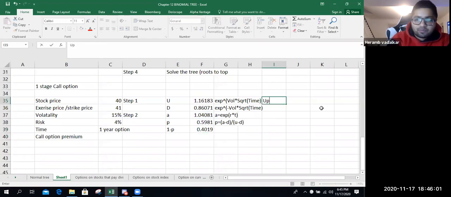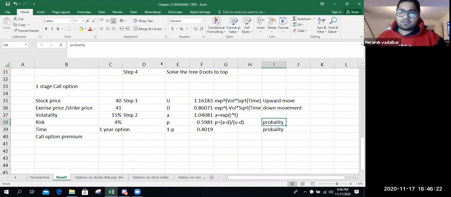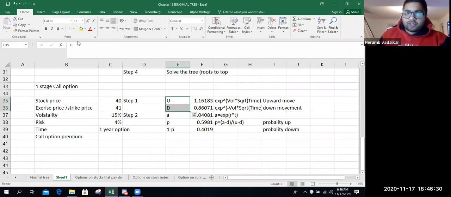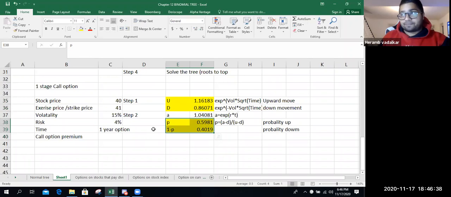So what do we have? We have upward movement. We have downward movement. We have probability of upward movement. And we have probability of downward movement. Okay. So this was probability up and probability down. So U and D are important, and P and 1 minus P are important for us to draw the tree.